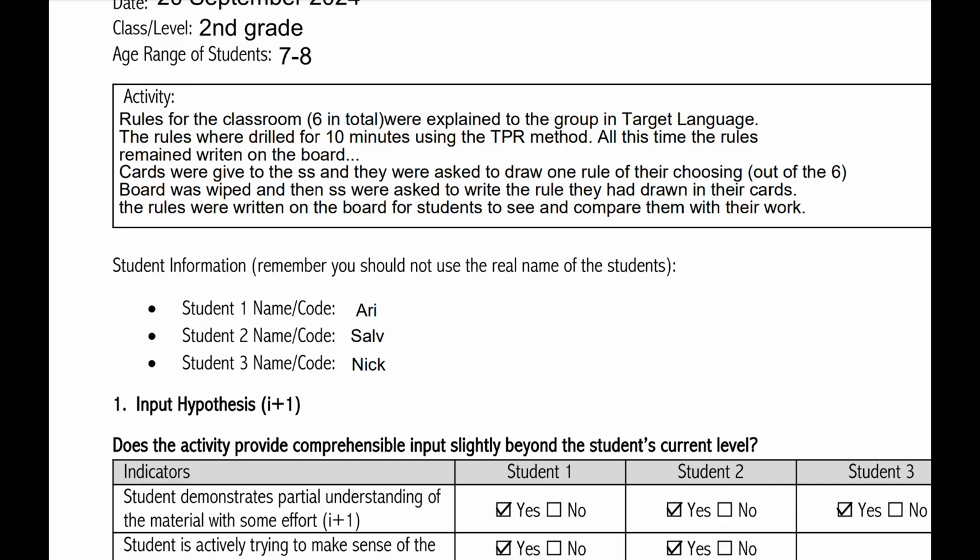Cards were also given to the students, and they were asked to draw one rule of their choosing from those 6 rules. The board was wiped out, and then the students were asked to write the rule they had drawn on their cards. The rules were then written on the board for students to see and compare with their work.